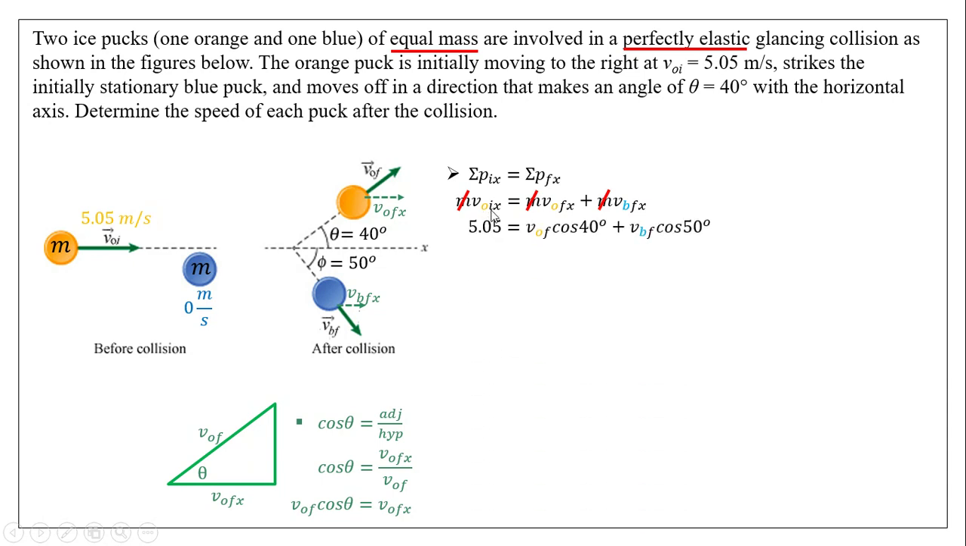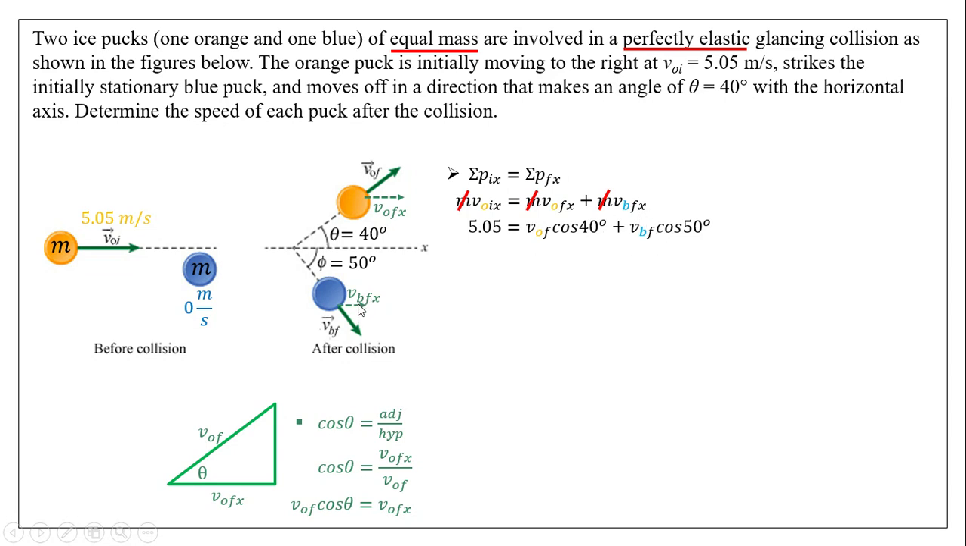Okay. All right, so let's go ahead and replace stuff we know. So VOIX is just 5.05. I left the units out just to save some space here. VOFX, I don't know, but up here I just showed you how to find VOFX just by setting up a right triangle. So instead of VOFX, I replace it with this true statement, VOF, and then the x is simply cosine of 40 degrees.